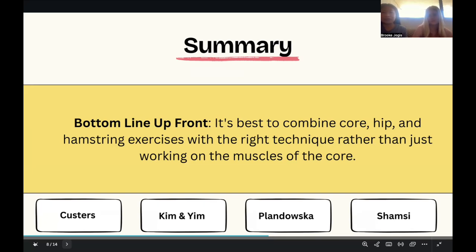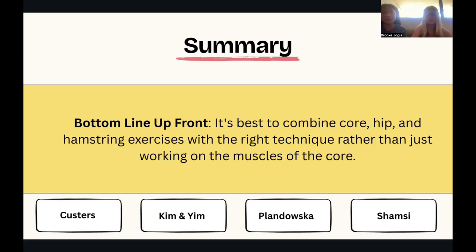Kim and Yim, 2020, demonstrate that exercises focusing on core stability and hip strength significantly improve physical function and activity levels in patients with non-specific low back pain. And similar to Kim and Yim, the Shamsi article highlighted the superiority of core stability exercises over general exercises when addressing muscle activation imbalances, further reinforcing the importance of targeted core training.